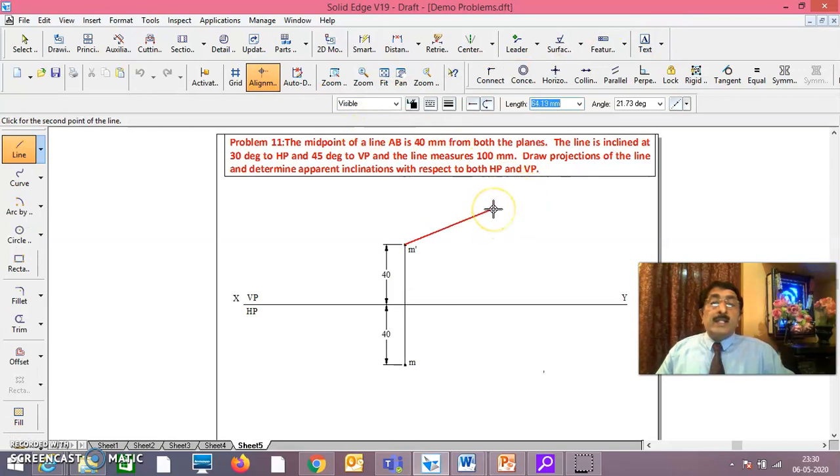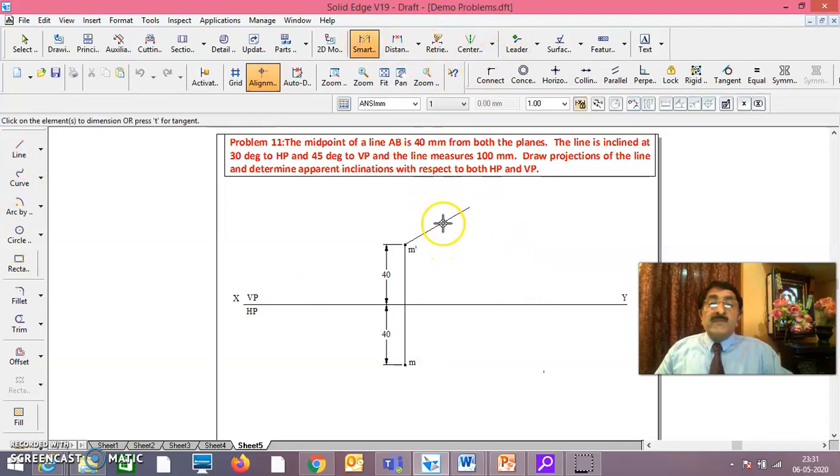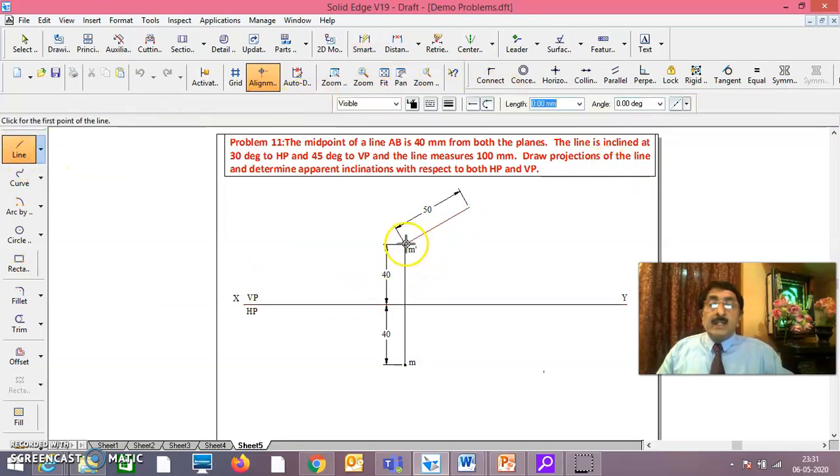Okay, the line is 50 mm and inclined at 30 degrees to HP. You draw this, okay. Now if you measure this, it is 50 only. You should have the same thing on the other side also. For that, again I'll take the line from here. See here, anyway, I'll dimension this line also.